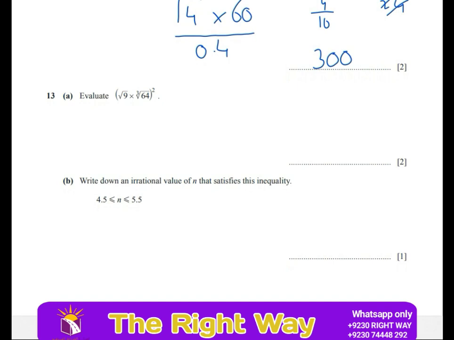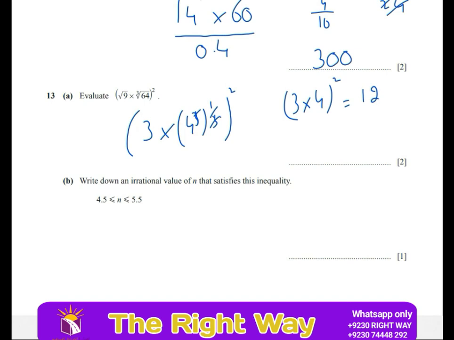Question number 13. Under root 9 multiply 3 cube root of 64, whole square. Under root 9 is equal to 3, and 64 is 4 cubed, whole power 1 by 3. Cube root is written in the form of 1 by 3, whole square. This 3 will cancel out with 3. It will become 3 multiplied by 4, whole square, which will be equal to 12 square, and 12 square is 144. So the question number 13 answer will be 144.